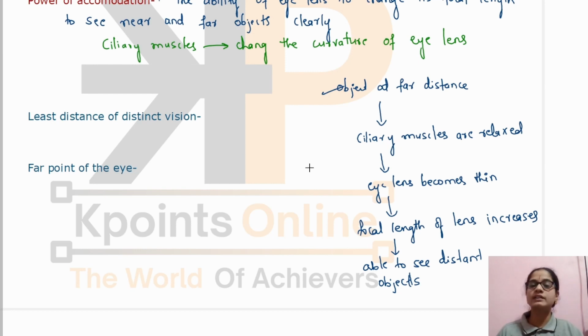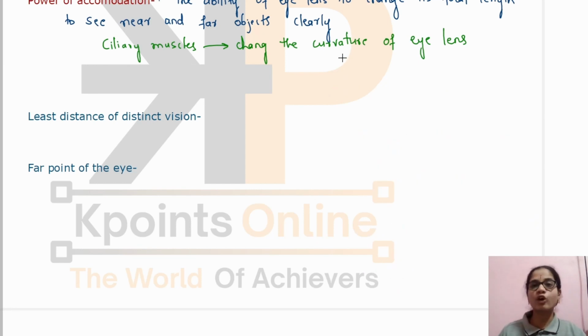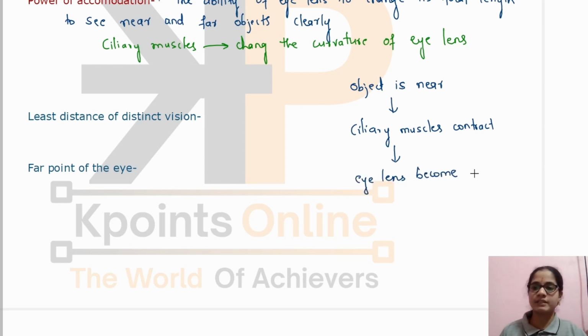Now we want the image of the object to be formed on the retina even when the object is nearer to us. Then we will see how is the case. See here, when the object is nearer to us, what happens? The ciliary muscles contract. And when the ciliary muscles contract, the eye lens will become thick. The curvature of the eye lens will increase.